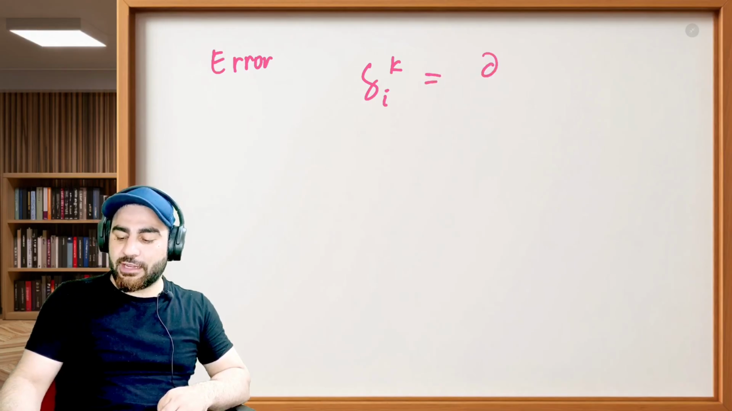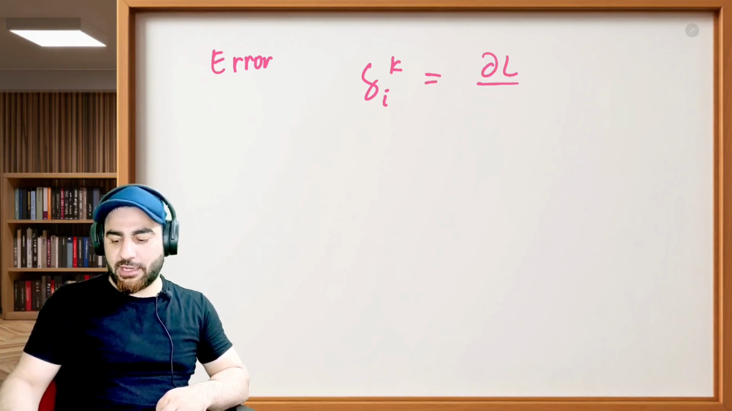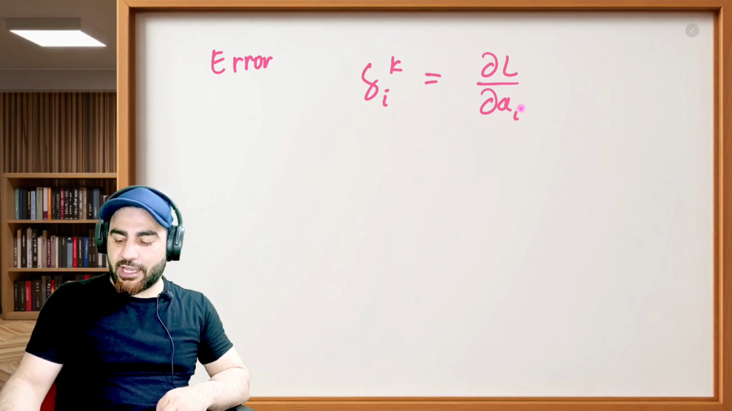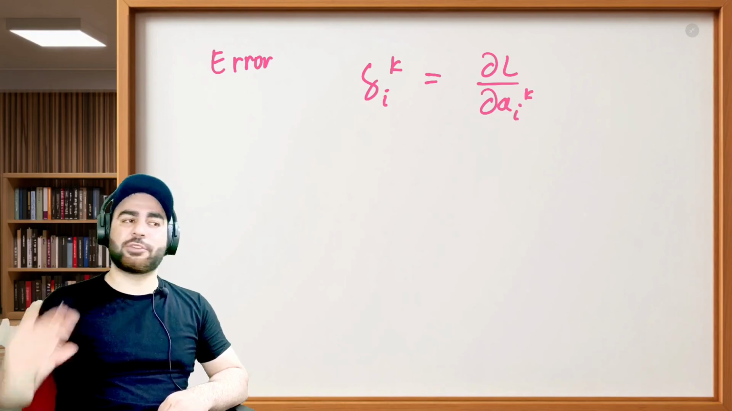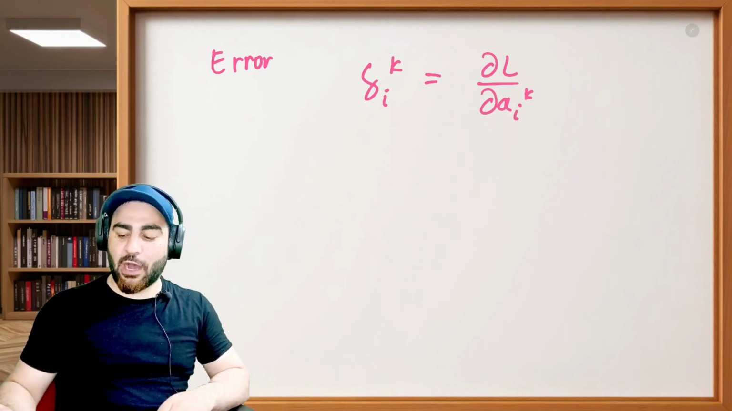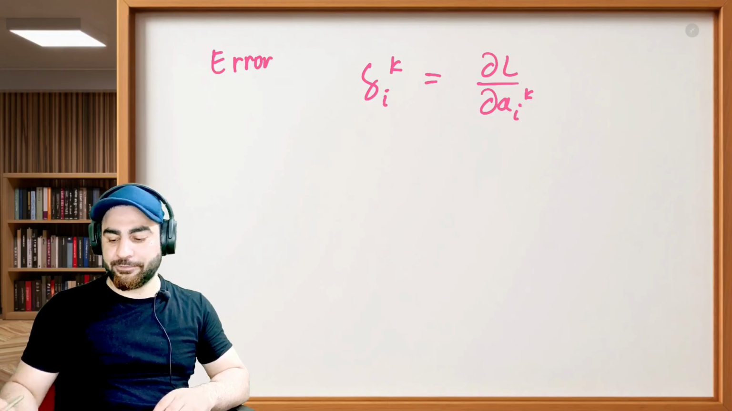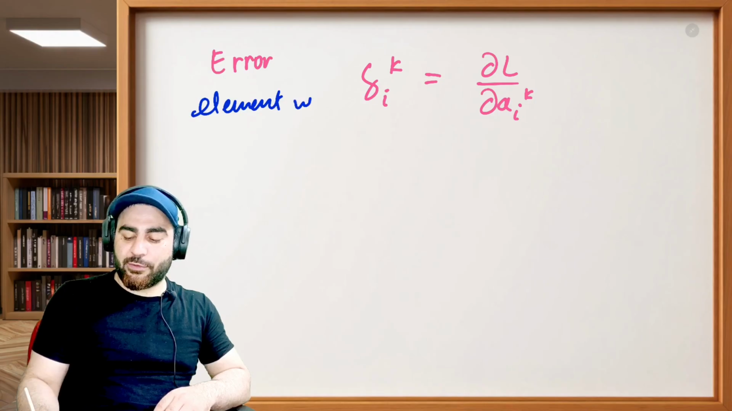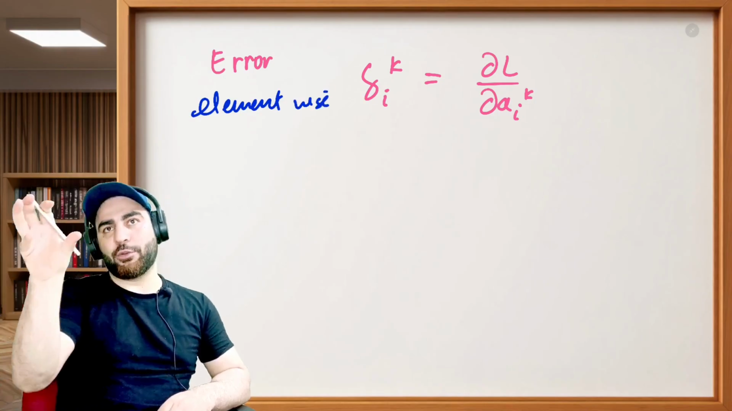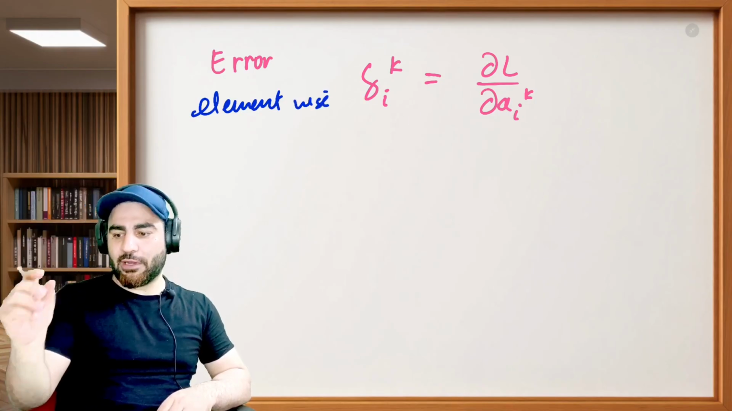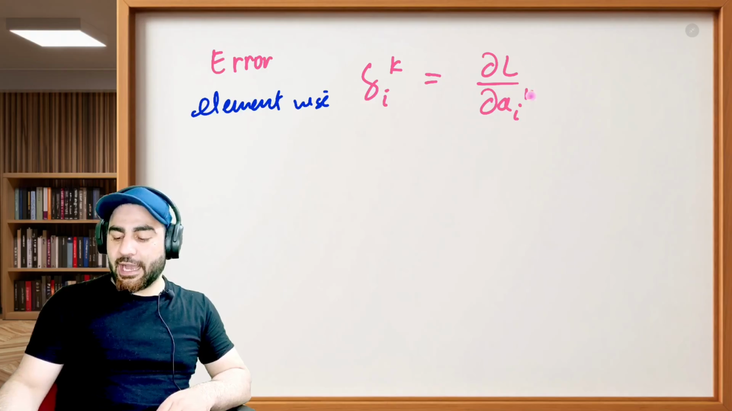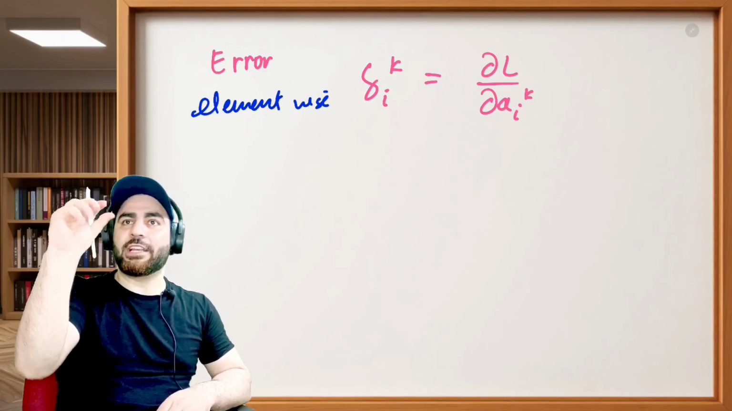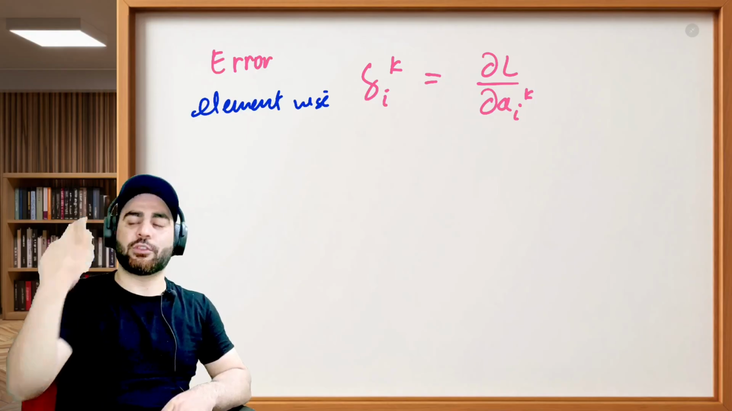This is defined as dou L, the loss function, take its derivative with respect to this ai of k, because you know ai is the aggregation and you know how it is defined. This is element-wise. This is element-wise error. If I have a neuron and I am defining the error at a particular point, you know that this ai is one of the aggregations at one of the neurons. This is for a particular neuron.